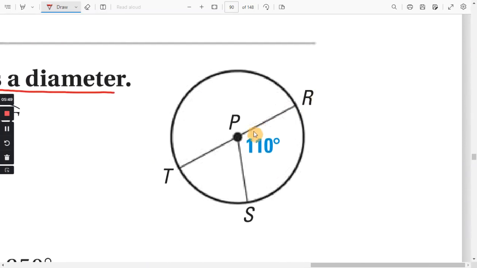All right, so we can see this angle right here. That angle is 110 degrees. Okay, so if we travel from R to S along the arc, that's going to match this angle right here. So this arc is just 110 degrees. So the measure of arc RS is going to equal 110 degrees.